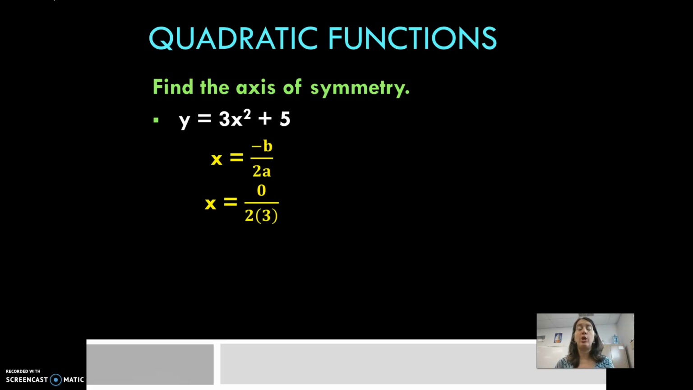And I'm doing 2 times 3 in our denominator. Well, 2 times 3 gives us 6. And then finishing, 0 divided by 6 is 0. And there's my axis of symmetry that x is equal to 0.